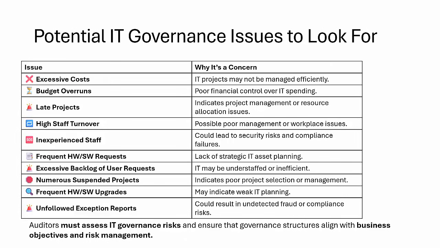Okay, so the next topic is potential IT governance issues. As an auditor, you need to look for the issues so you can recommend controls. What kind of issues do we have with IT governance? The first is excessive cost, where IT projects may not be managed efficiently. Budget overrun indicates poor financial controls over IT spending. Late projects indicate project management or resource allocation issues. High staff turnover points to possible poor management and workplace issues.